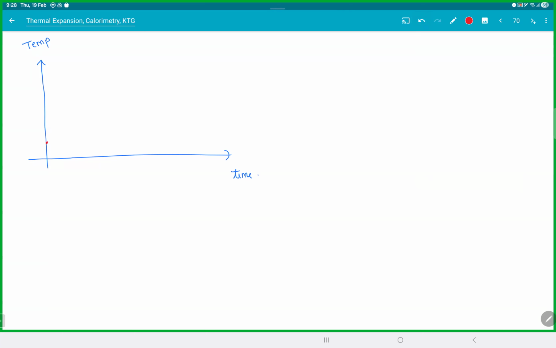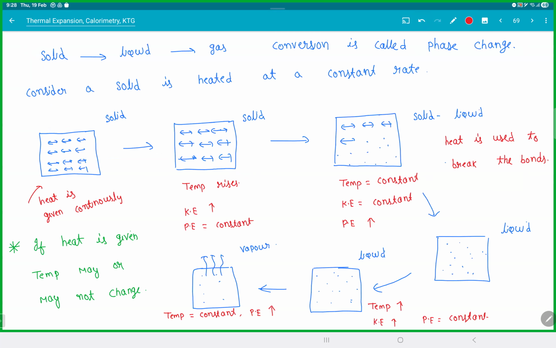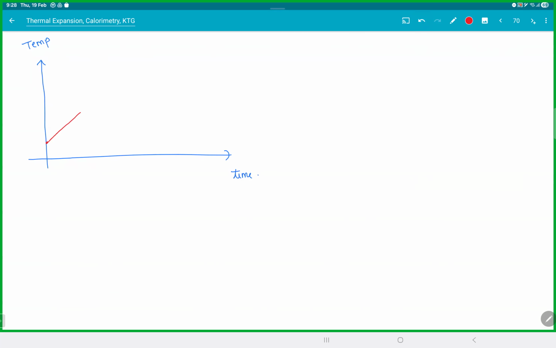Initially, temperature will increase. Remember, solid is still solid, but temperature is increasing. Then solid will start melting, temperature will remain constant. Solid will become liquid, temperature will rise, liquid will become gas, temperature remains constant, everything becomes gas. So this is how the graph looks. So this is O, A, this is a solid state.